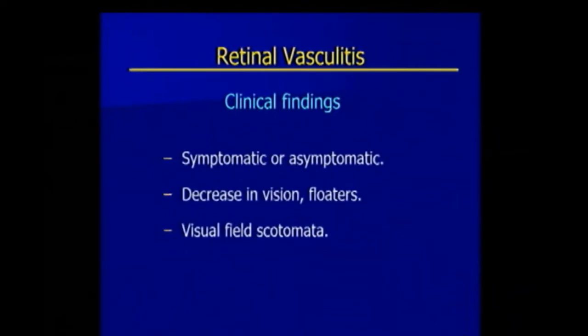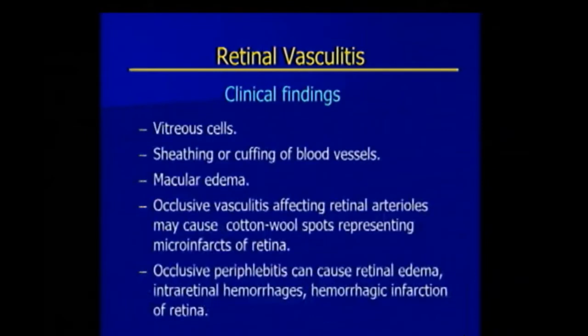So what are the clinical findings in a patient with vasculitis in general? The patient can be symptomatic or asymptomatic depending on where the inflammation is in the eye. If it is in the periphery, it might be asymptomatic. If it is in the center, the patient will come with symptoms early. There is decreased vision, floaters, and visual field scotomas. But the main clinical finding is sheathing or cuffing of the blood vessels. Macular edema is common in these patients.